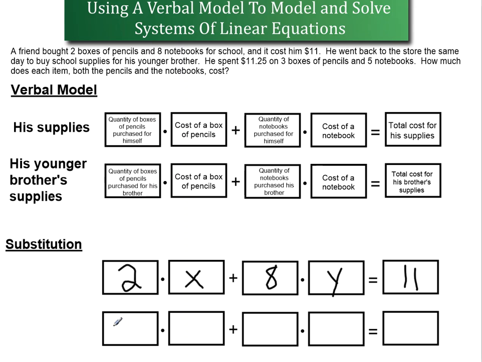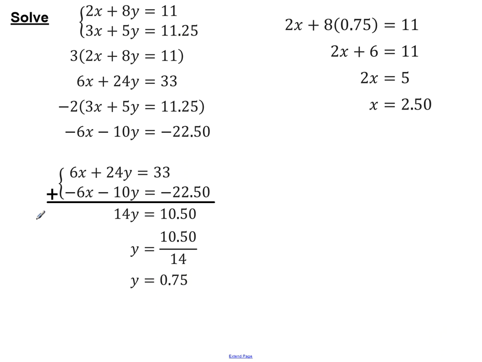Same thing in here. Let's fill in the total cost of how many boxes of pencils and notebooks that he bought on his brother's trip. Well, he bought 3 boxes of pencils, same X, same variable, right? It still represents the cost of the box of pencils on that day when he went. And he bought 5 notebooks. So that's multiplied by Y, the cost of notebooks. And on that second trip for his brother, he spent $11.25. So decimal there. Woo!